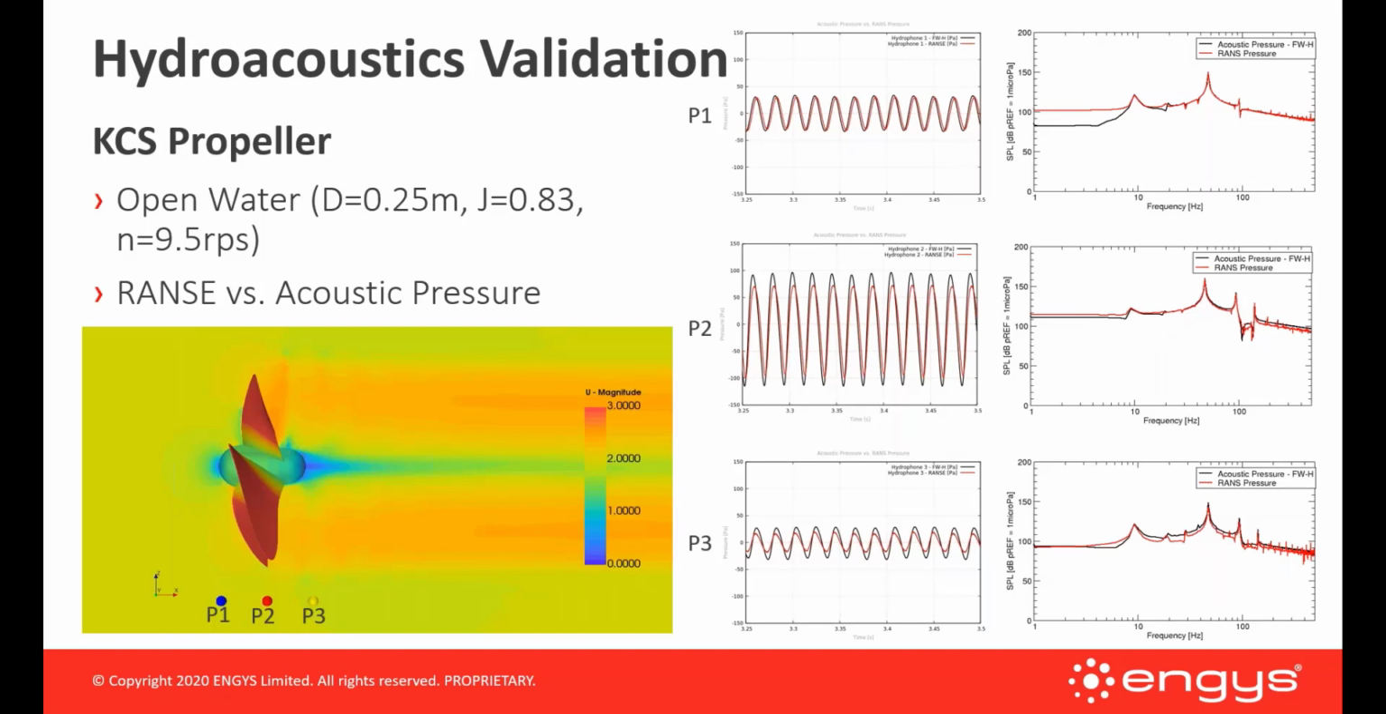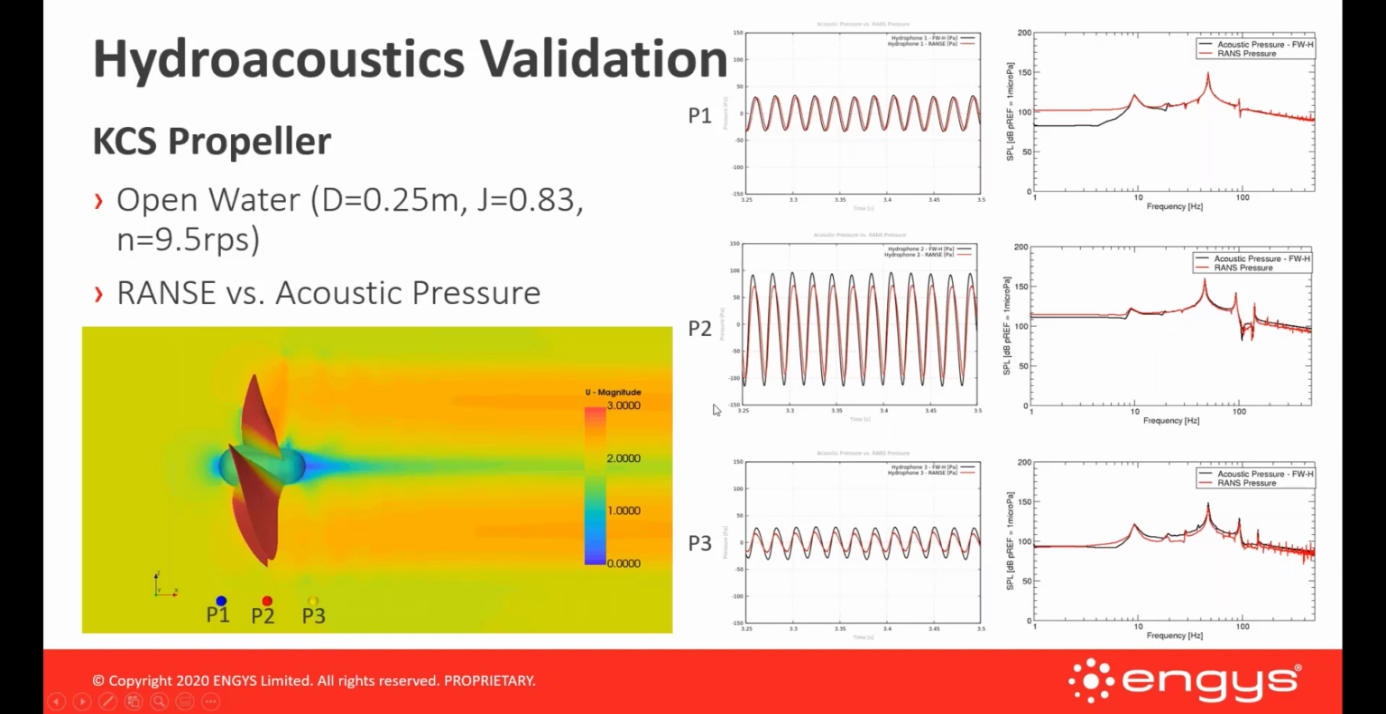And we just show here the results of a simple validation case. We just take the propeller from the KCS hull form, and we measure the acoustic and RANS pressure on the 3 points very close to the blades, and they should be very correlated with each other. And this is what you get also using our approach here, our method basically.